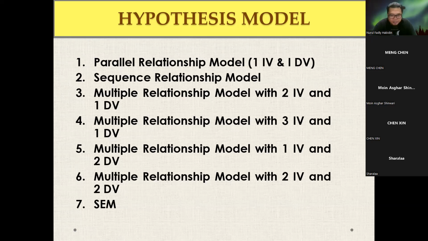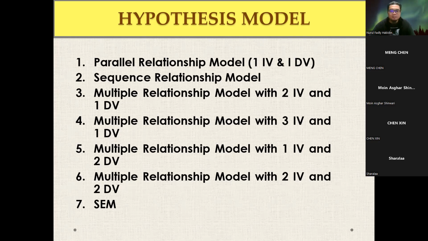So you can analyze, okay, number 1 is the parallel relationship model. Then we have the sequential relationship model. Number 3 is the multiple relationship model. Specifically, we have 2 independent variables and 1 dependent variable. You can also study a multiple relationship model with 3 independent variables and 1 dependent variable. We can change the number of variables. These are just examples. We can use more than 1 variable, 2 or 3 independent variables.